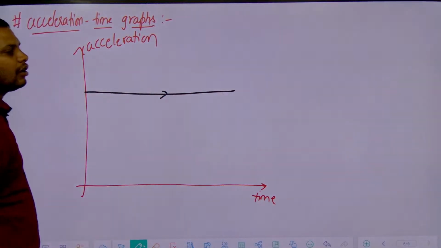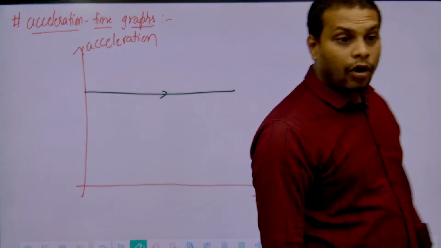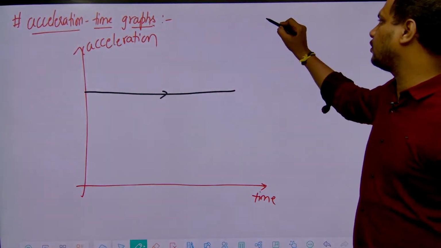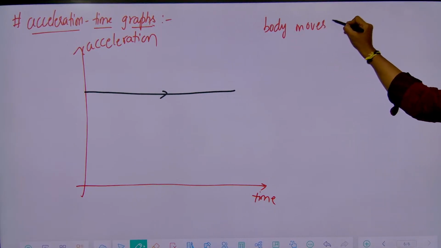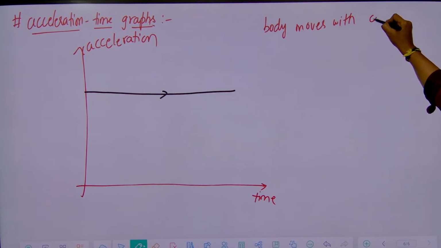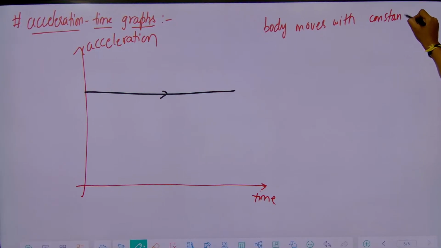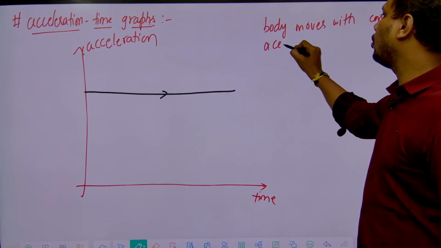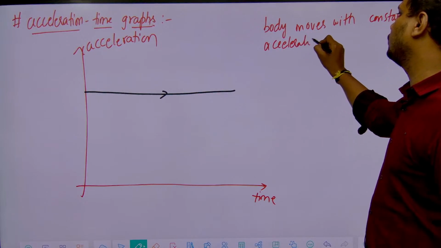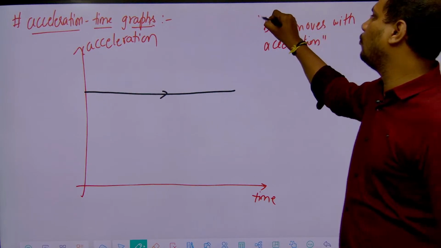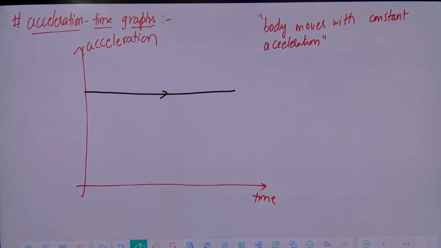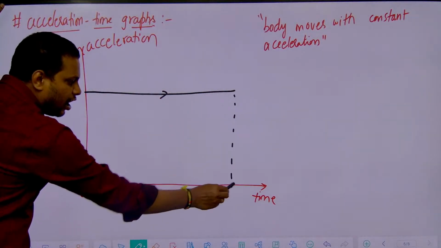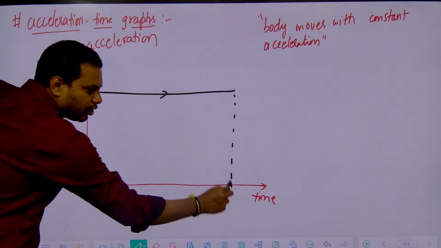Now, what is the meaning of this graph? The body moves with constant acceleration. Are you clear? What is the meaning of this graph? The body moves with constant acceleration. So, note down this. This is the graph for a body that moves with constant acceleration.